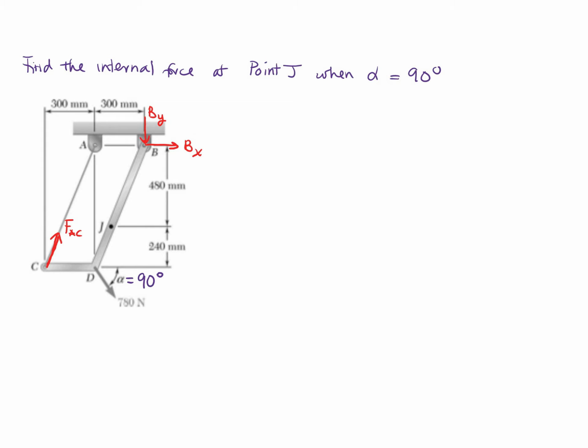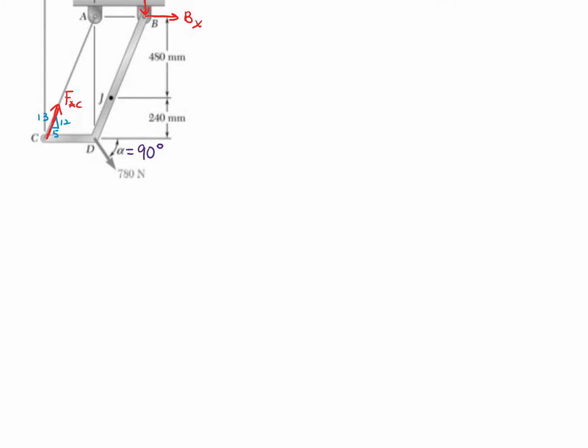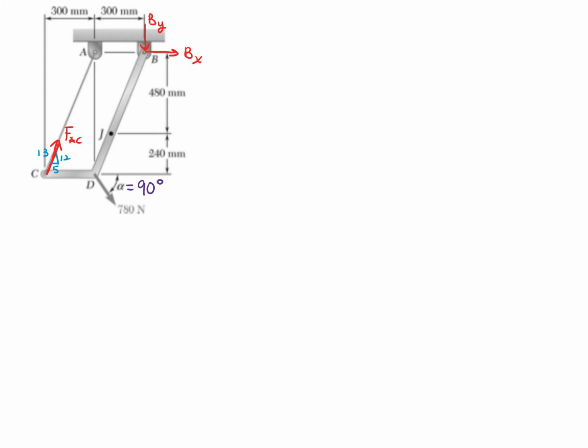So to find our slope or directions, we know that it's 240 plus 480, which gives us 720. And we have 300 and 720, so that's basically saying 5, 12, and 13. All right, so now that we have that, the first thing we're going to do is sum forces. We're going to find all our reactions, okay?